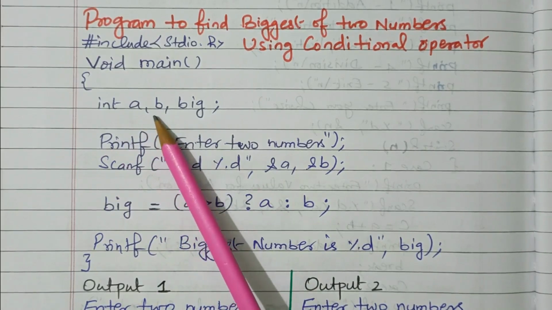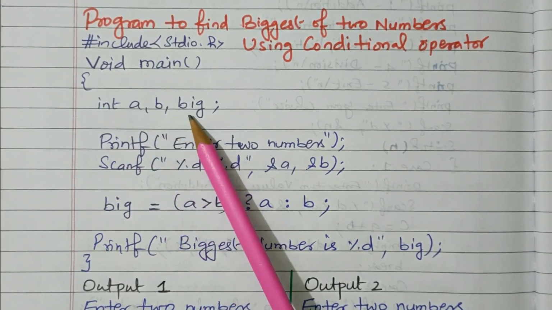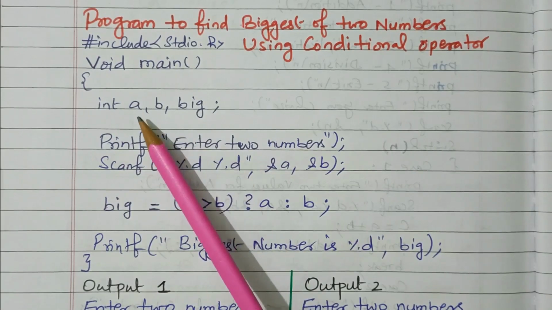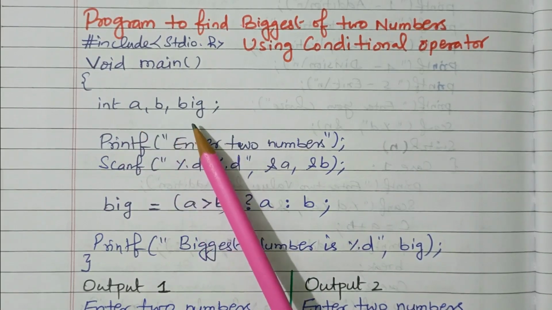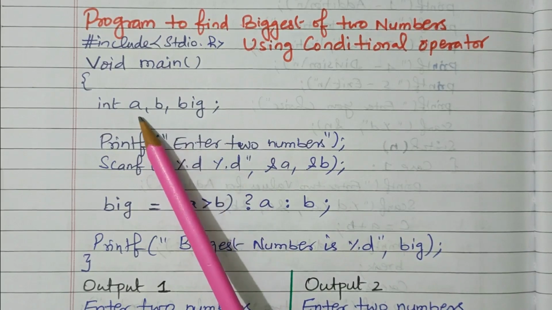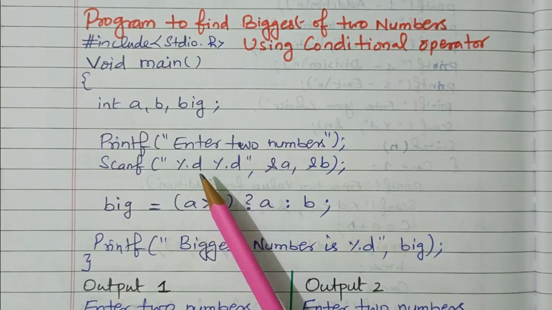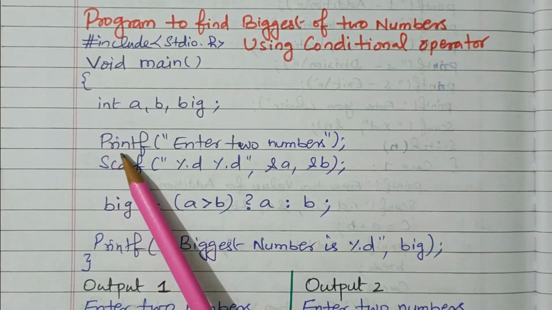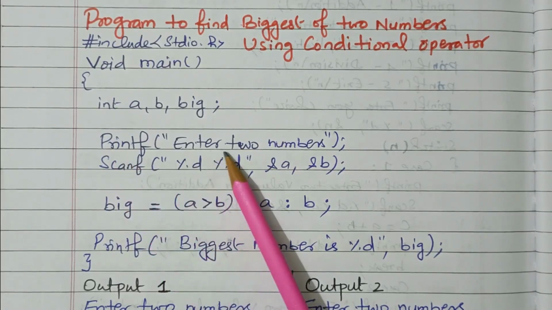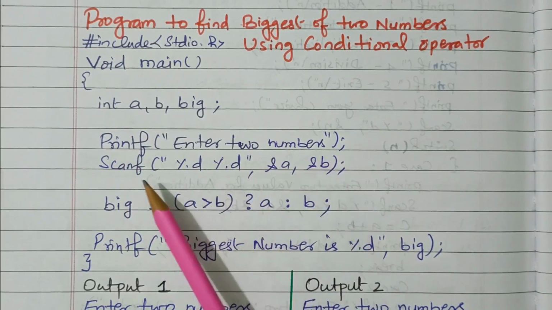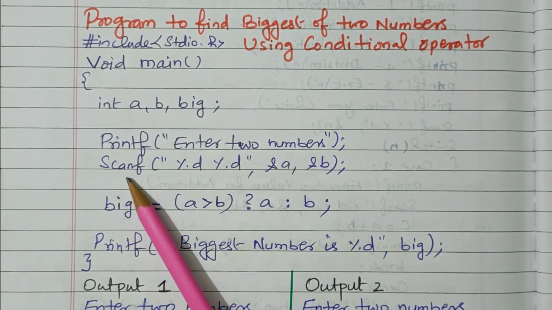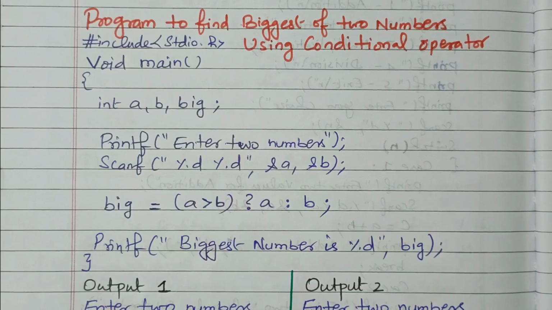A, b are the two numbers. The biggest number is stored in big, either A or B. If it is A, A will be stored, otherwise B will be stored, right? Among A and B, the biggest number will be stored in the variable big. So we ask the user to enter the two values. Printf enter two numbers. The user will enter them, and using scanf we can scan the values.